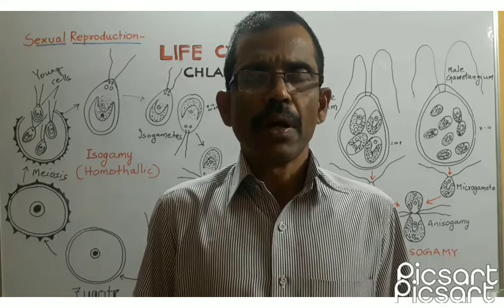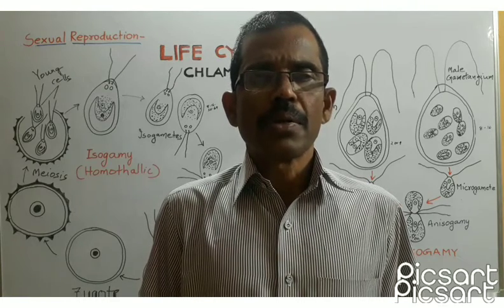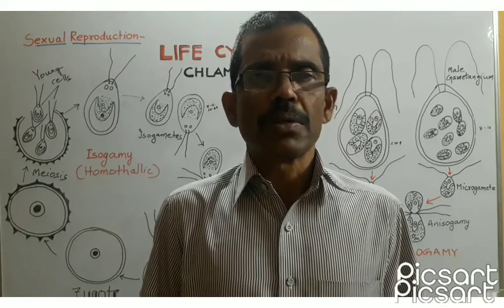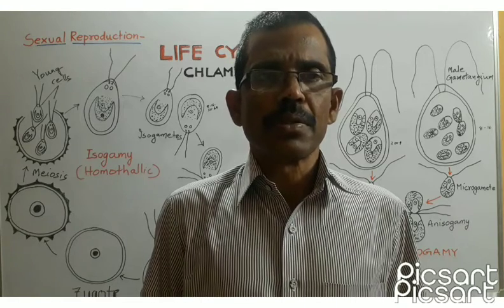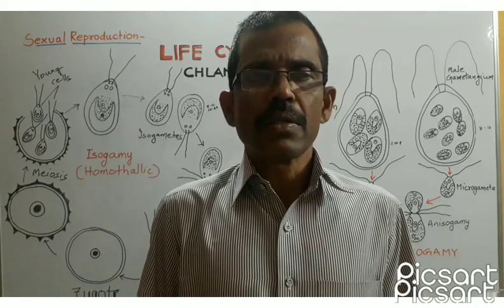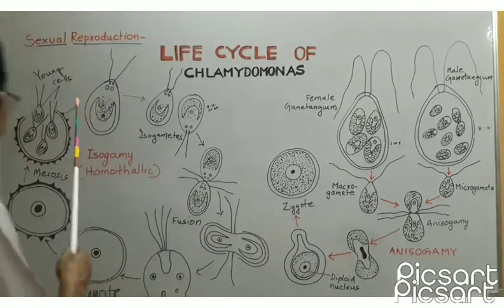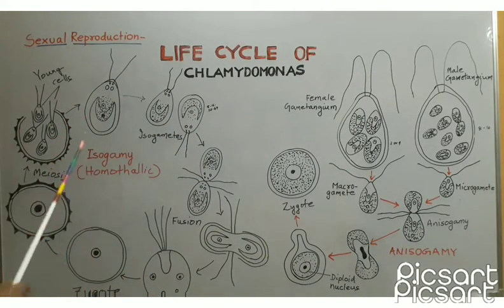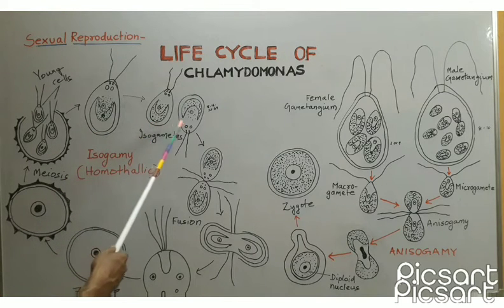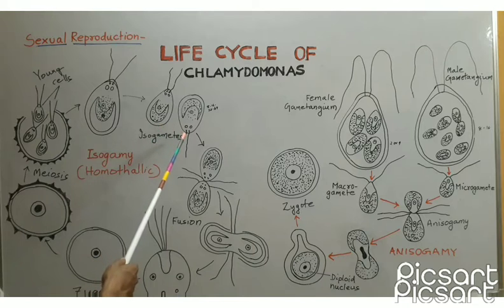It can be isogamous, anisogamous or primitively oogamous depending upon the species. So first of all, let us discuss about isogamy. Most of the species of Chlamydomonas are isogamous. In this process, the male gamete and female gamete are morphologically similar.